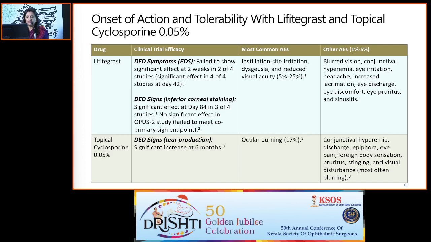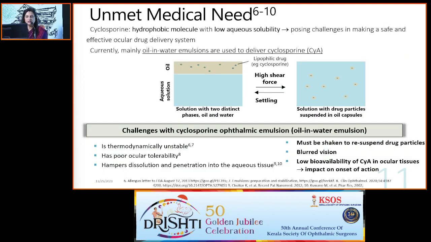Topical cyclosporine 0.05%, which is currently available, does cause ocular burning in almost 17% of the cases, apart from conjunctival hyperemia, discharge, pain, foreign body sensation, stinging, etc. And the effect of the topical cyclosporine 0.05% starts within 6 weeks. So the unmet need is that the currently available cyclosporine is in oil and aqueous solution. The drug particles get suspended in oil particles, but it tends to be unstable with poor ocular tolerability, hampers the dissolution and penetration into aqueous tissue, and it must be shaken to resuspend the drug particles. Again, it will cause blurred vision and low bioavailability in ocular tissues, which impacts the onset of action, which I said was 6 weeks.